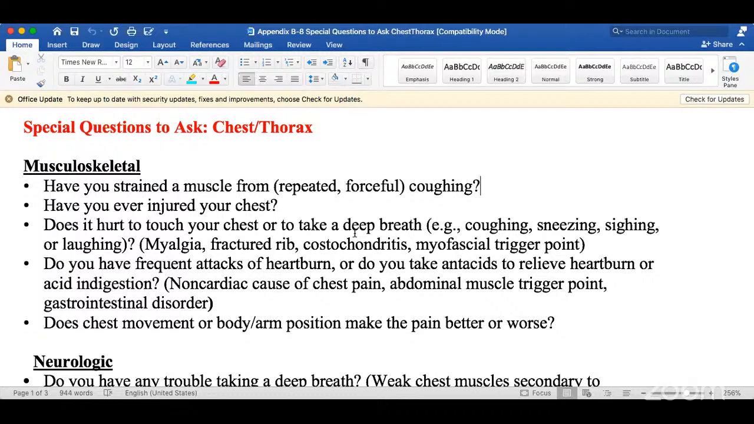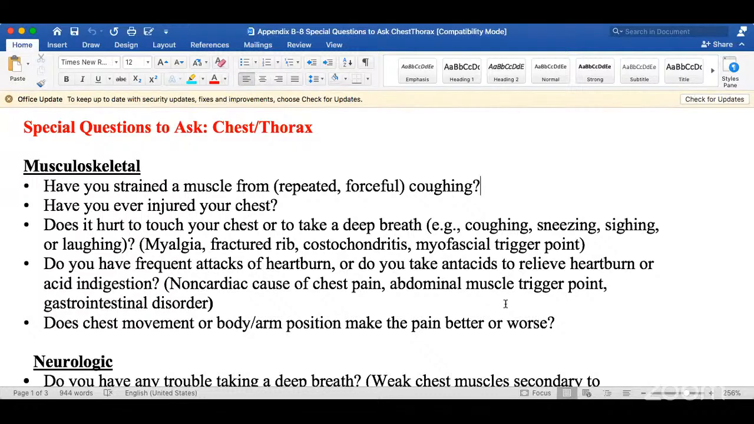Have you ever injured your chest? Does it hurt to touch your chest or to take a deep breath? Example, coughing, sneezing, sighing, or laughing. So you are looking at myalgias, you are looking at fractured rib, you are looking at costochondritis, myofascial trigger point. These are pathologies. And usually these questions help bring out that suspicion that even though it's a musculoskeletal issue, it is an organic pathology related issue.